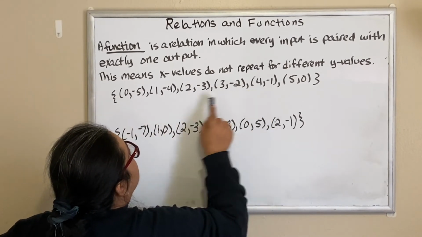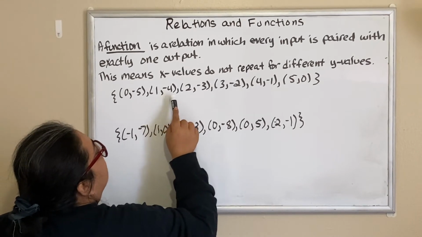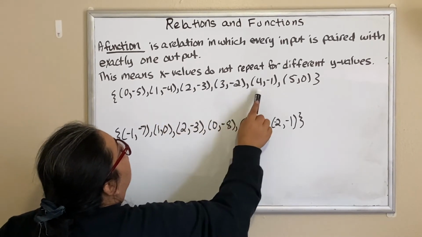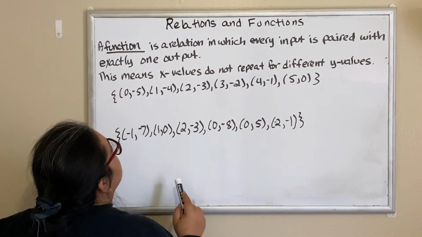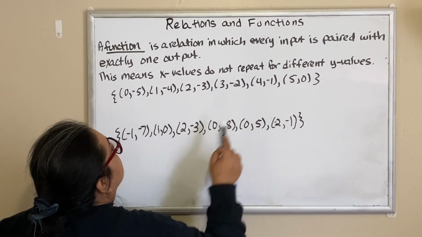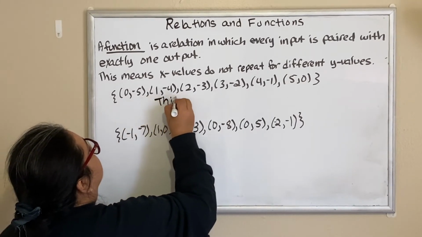4 does not repeat. I have a negative 4 over here, but that's a y value, and that's not what we're looking for. We're looking at the x values. And here we have 5, and 5 doesn't repeat either. So all of the x values have unique y values. So this is a function.